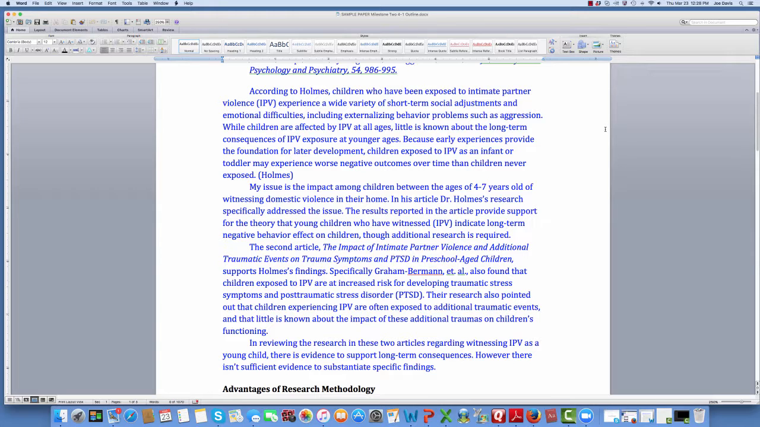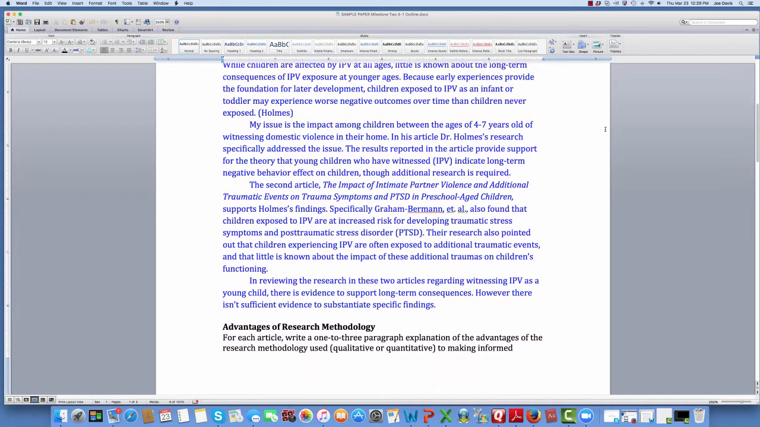Okay? My issue is the impact among children between the ages of 4 and 7 years old of witnessing domestic violence in their home. In his article, Dr. Holmes's research specifically addressed the issue. The results reported in the article provide support for the theory that young children who have witnessed IPV indicate long-term negative behavior effect on children, though additional research is required.